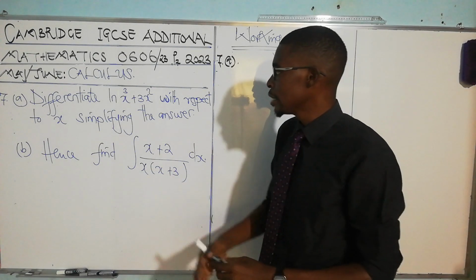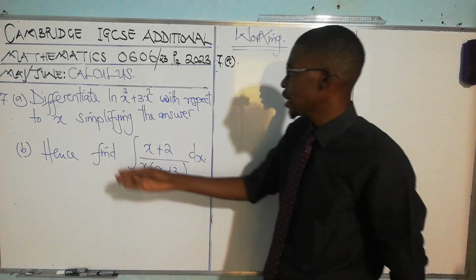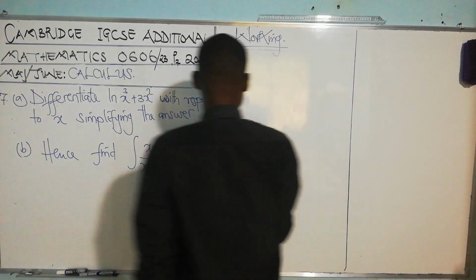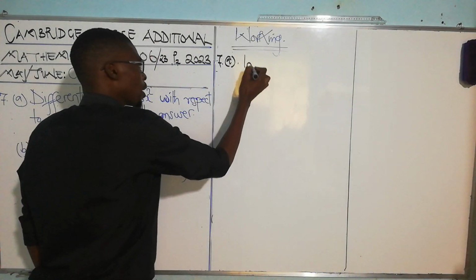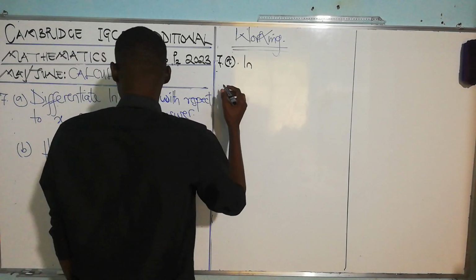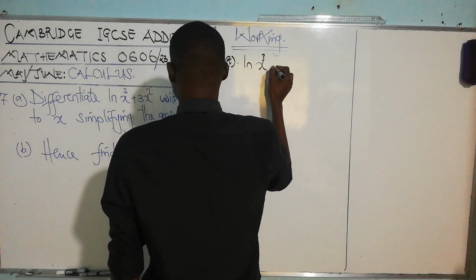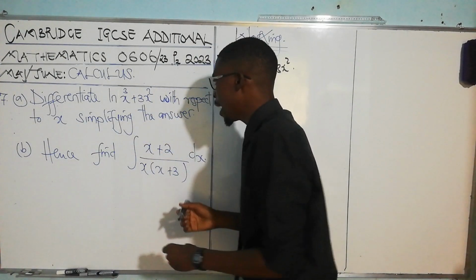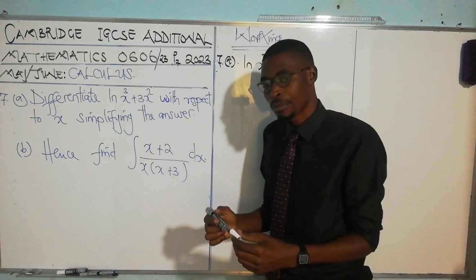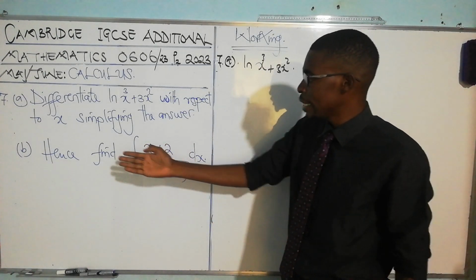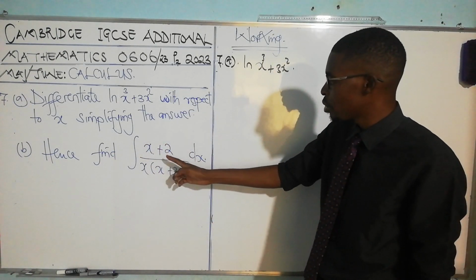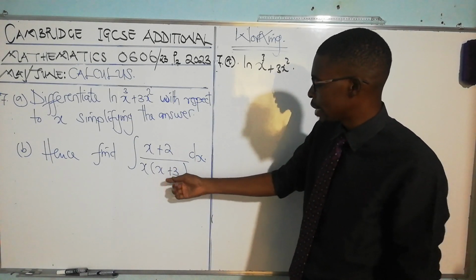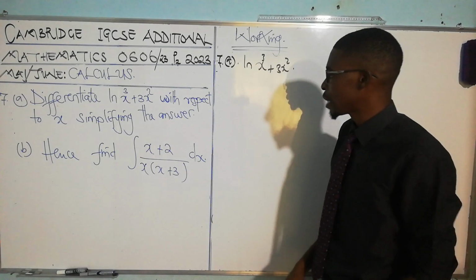So we have question 7, which reads as I quote: 7a is saying differentiate the natural logarithm of x cubed plus 3x squared with respect to x, simplifying the answer. And the second part is saying hence find the integral of (x plus 2) over x times (x plus 3), in brackets, with respect to x.